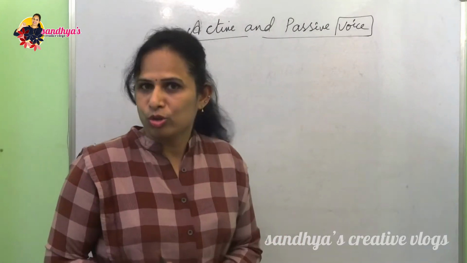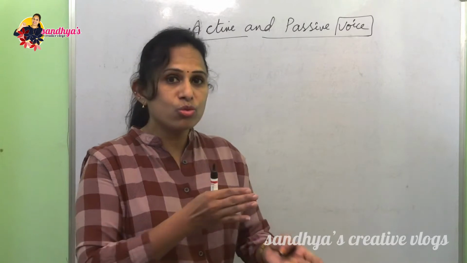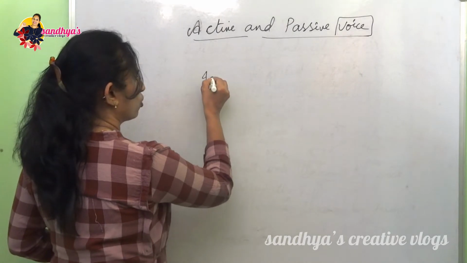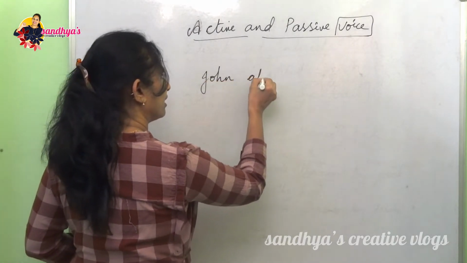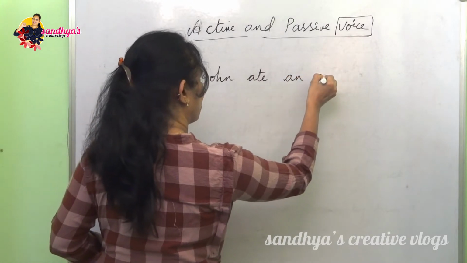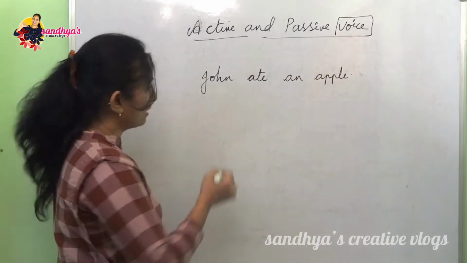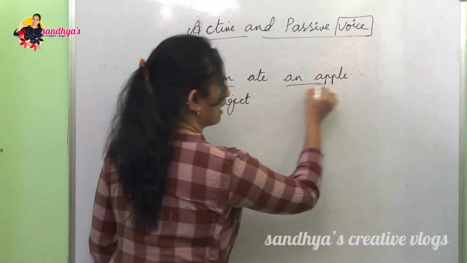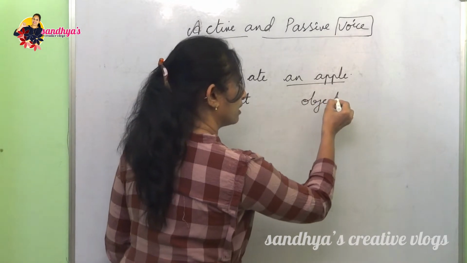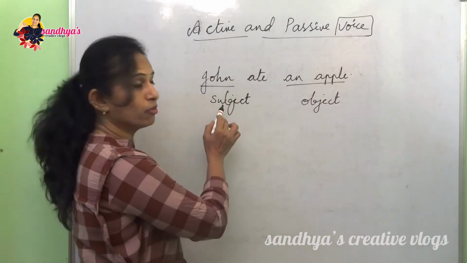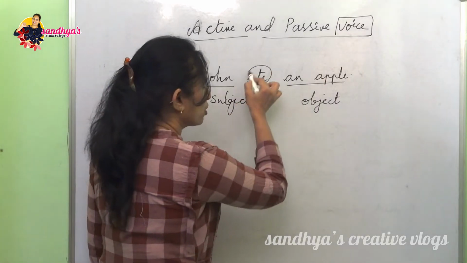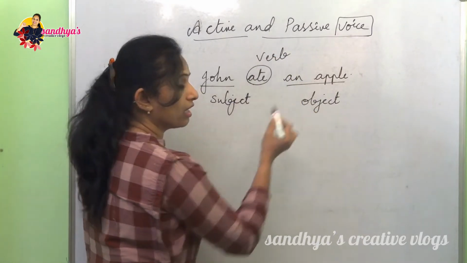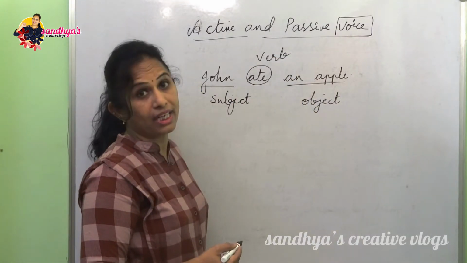Now, what are those two participants and what kind of relations do they have in between them? Let's have a look. Now, I'll be writing a sentence: John ate an apple. In this sentence, John is the subject who does the action in the sentence and an apple is the object which receives the action performed by the subject. And what is the action here? It is ate. So we call it a verb. These are the three main components in a sentence which is said to be in active.